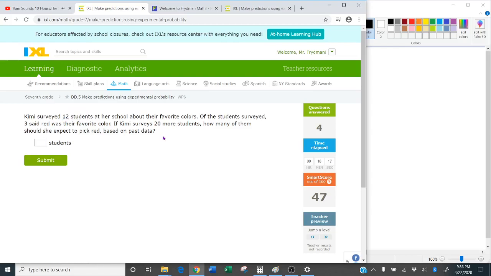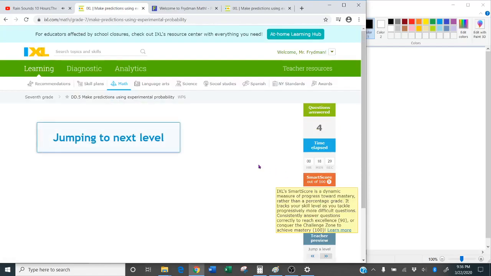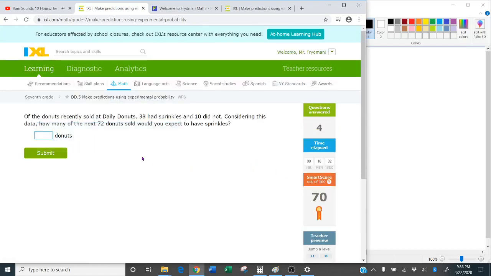And the rest of it would be exactly the same as the last few questions that I've done, so I'm not going to do the math again for this one. Let's move on to the next section and see if we get different types of questions here. Of the donuts recently sold at Daily Donuts, 38 had sprinkles and 10 did not. Considering this data, how many of the next 72 donuts sold would you expect to have sprinkles?